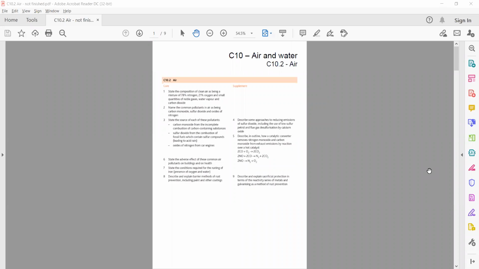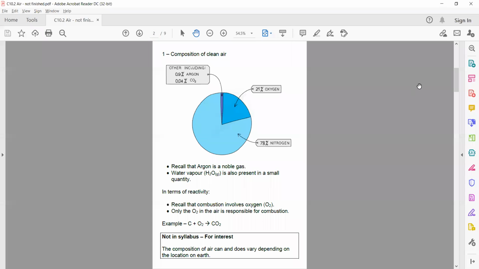Okay, so air. The first part of air is that you need to know the composition of clean air. I'm pretty sure you've seen this diagram before. Can anyone say that they haven't seen this diagram or this composition before? No? So I'm guessing everybody has seen this before. Not necessarily the pie chart, but I'm sure at some level, probably in grade 6, grade 7, maybe grade 8, you did the composition of air. And maybe you even did it in geography, maybe not even in science.